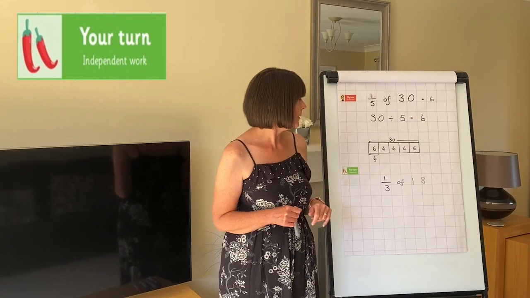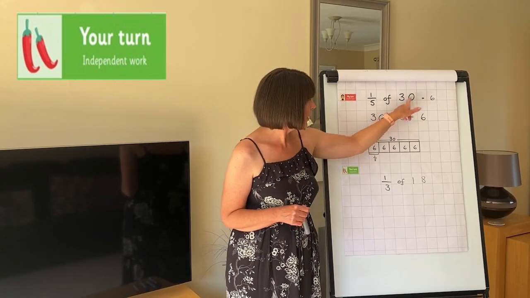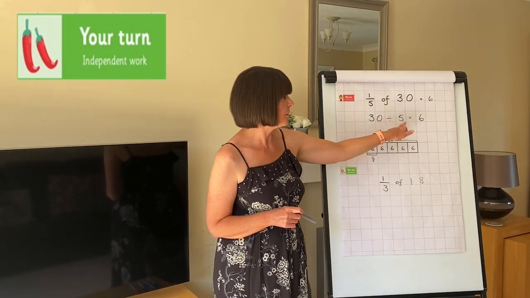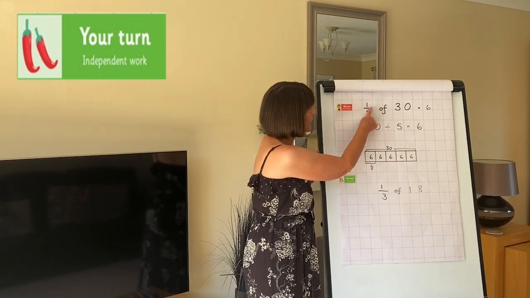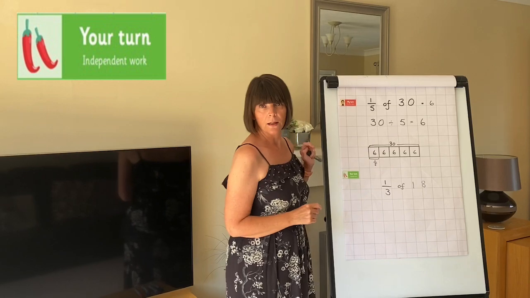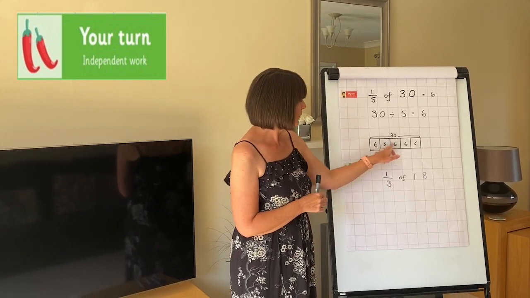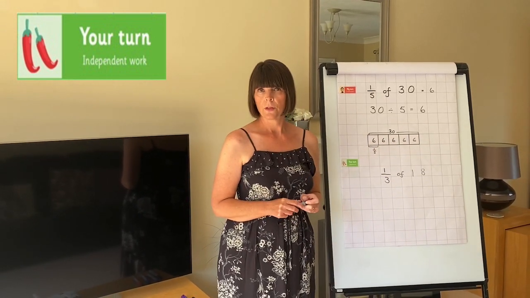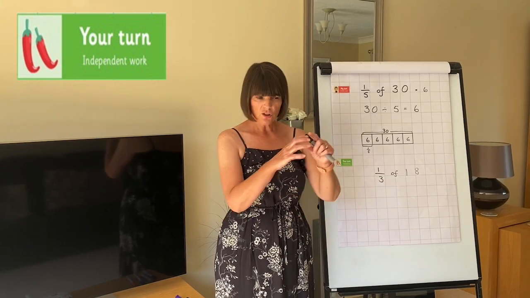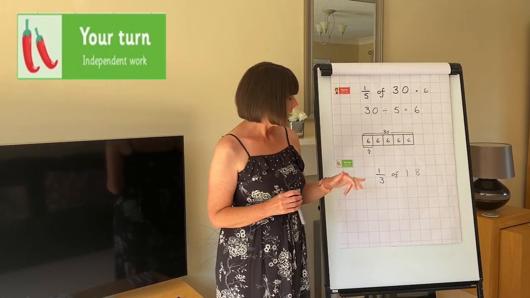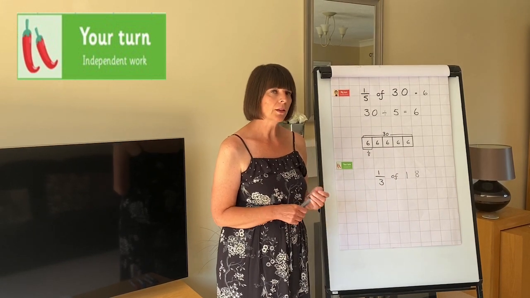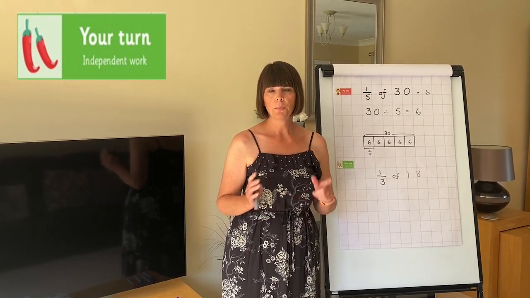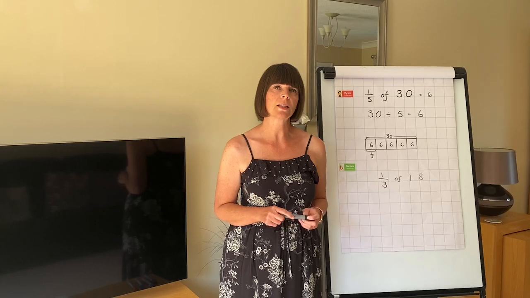So I did here, I asked myself how many 5s went into 30, 30 divided by 5. I drew myself a bar model looking at the denominator. So I drew myself a bar model with 5 squares in it. So see if you can, in your book, just draw yourself a little line with however many squares you think you're going to need to find 1/3 of 18. Pause the video, have a go, and we'll come back and look at it together.